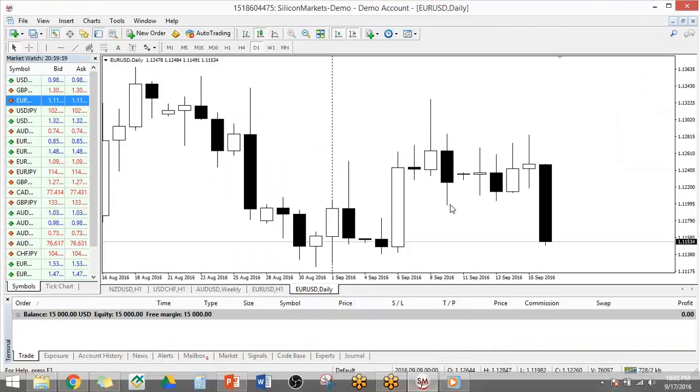Right. So currently EUR/USD on the previous day is giving you a fully bearish bar right here. So what is this candlestick telling you? It's telling you that there's a lot of sellers right now in the market, particularly on Friday. So this time might not actually be a good time to sell it.